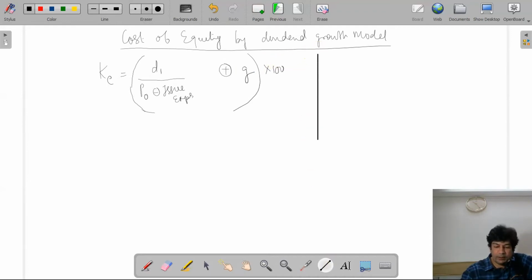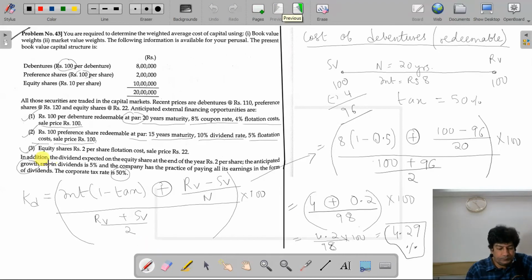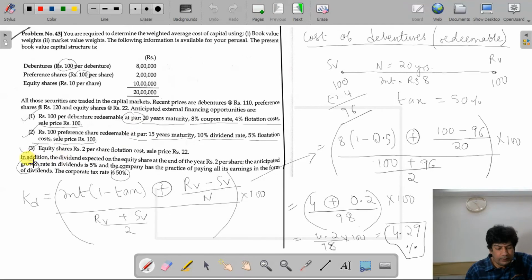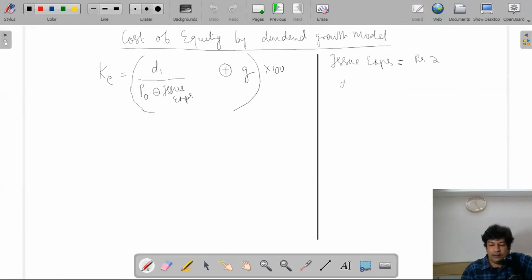So here I will be writing all the details. So let's move. The equity share, rupees 2 per share is the flotation cost. Okay. So I know the issue expenses, that is the flotation cost, is rupees 2. So I will be writing all the data over here. Then in addition, the dividend expected on equity share at the end of the year is 2. So the dividend expected at the end of the year, I will say that this is the future dividend, which I can take as D1, and the D1, the future dividend, is again rupees 2.